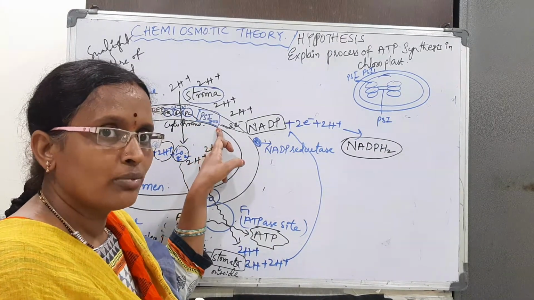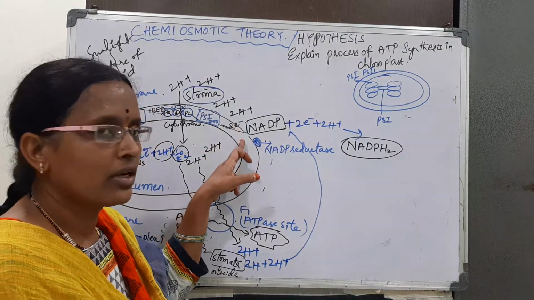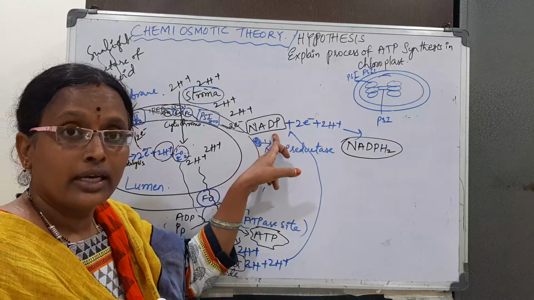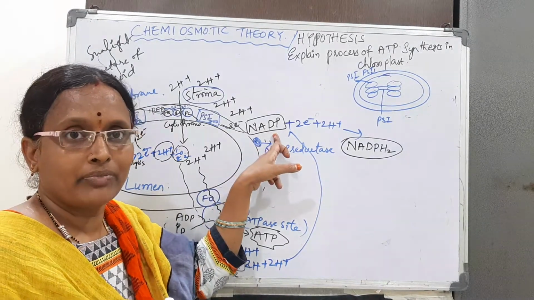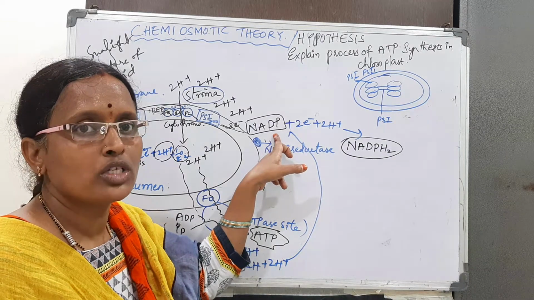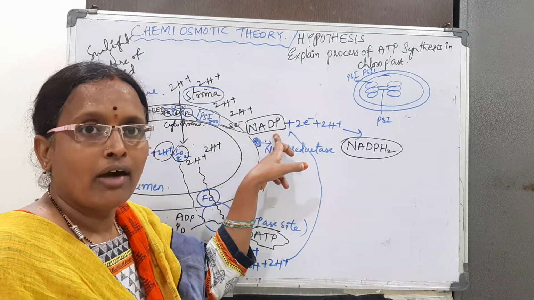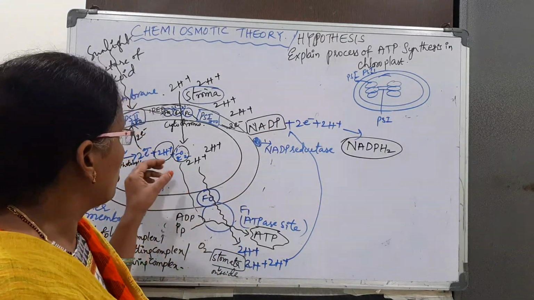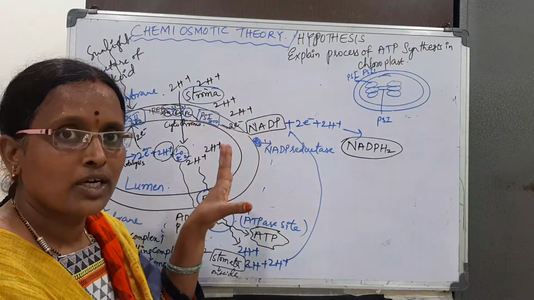Our electron reaches photosystem 1, then to the primary electron acceptor and the electron transport chain, and finally reaches NADP. The final electron acceptor in non-cyclic photophosphorylation is NADP. So this is non-cyclic photophosphorylation.